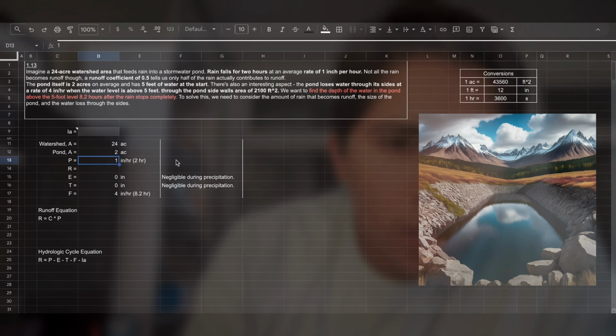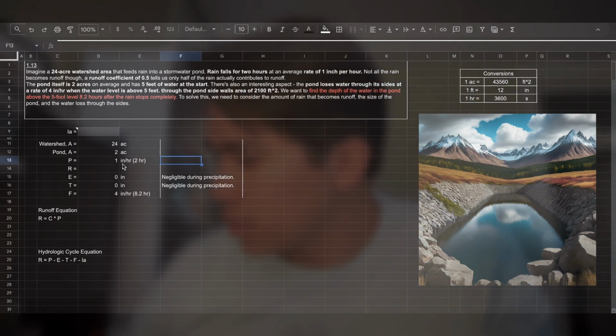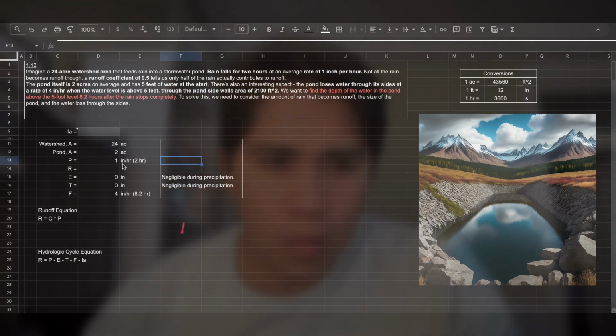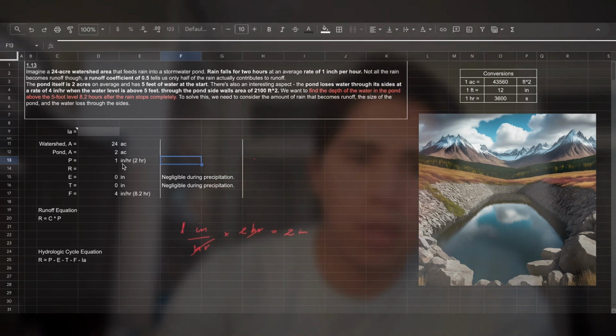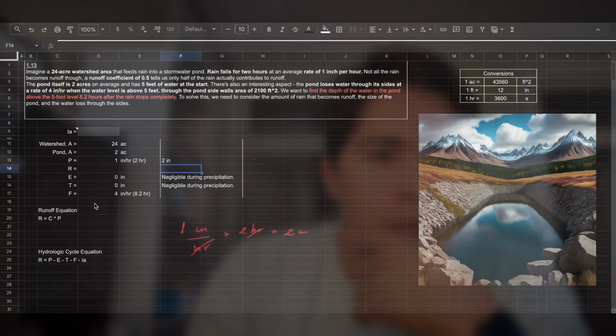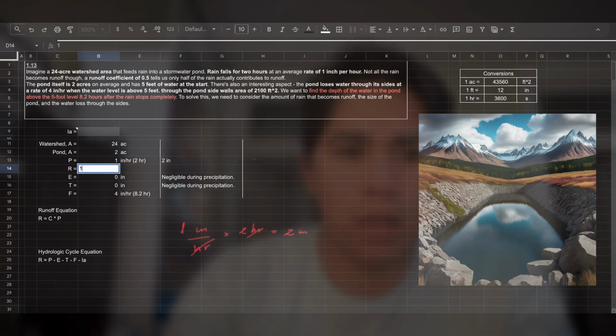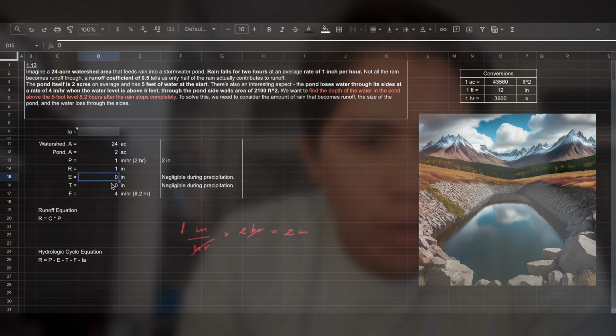Okay, so we have a 24-acre watershed area, and we are given the precipitation as a rate. So let's convert this precipitation into a volume. We have 1 inch per hour for 2 hours. Hours cancel, we're going to get 2 inches of total precipitation. Now, the runoff is equal to 0.5 of the precipitation, so it's going to be half of it. Runoff is going to be equal to 1 inch only. And we can consider the evaporation and transpiration negligible again.